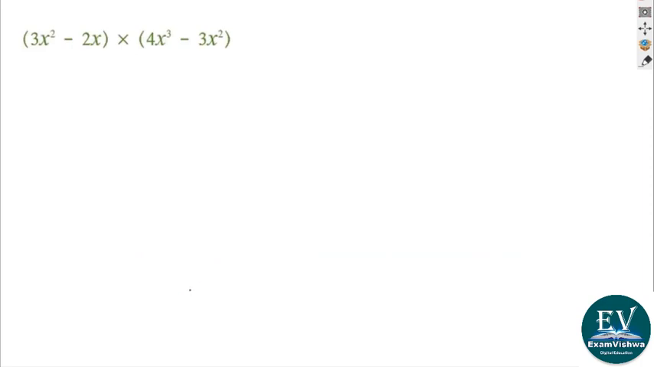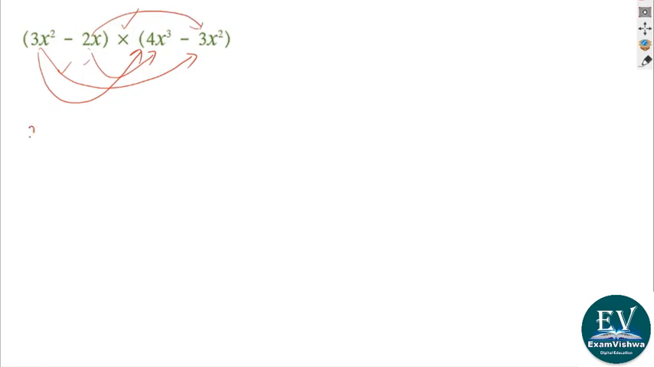So here is a polynomial 3x square minus 2x and another polynomial 4x cube minus 3x square. Suppose you are asked to do the operation of multiplication here. What will we do? We will multiply 3x square with 4x cube, 3x square with minus 3x square, minus 2x with 4x cube, minus 2x with minus 3x square. Correct? That is the method.